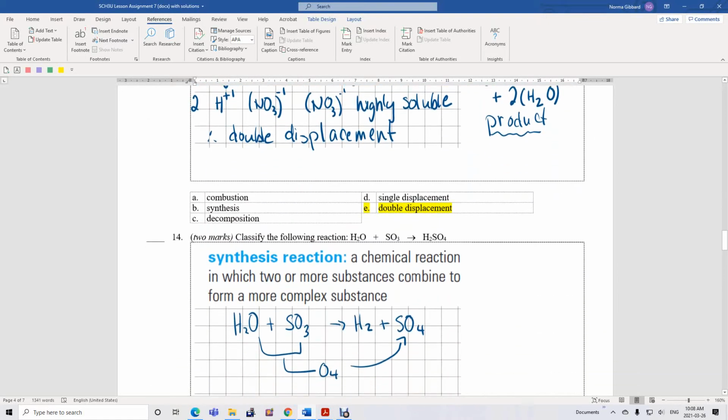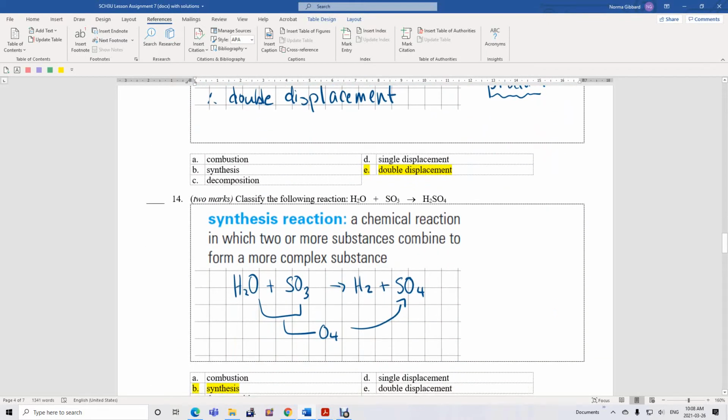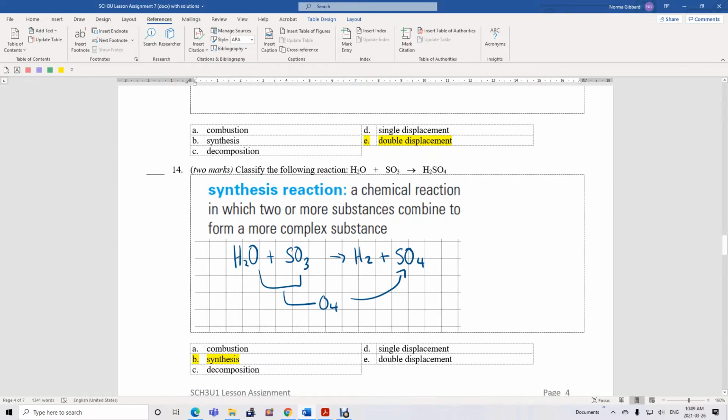Number 14. A synthesis reaction is a chemical reaction in which 2 or more substances combine to form a more complex substance. So if we take H2O plus SO3, it's going to become H2. The O will join with O3 to produce O4, which means this is a synthesis reaction.